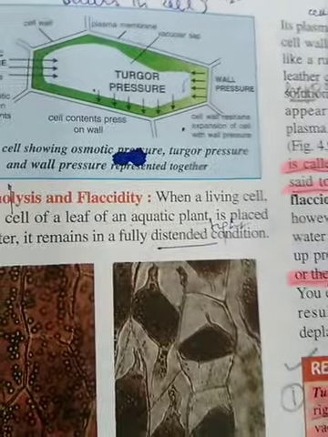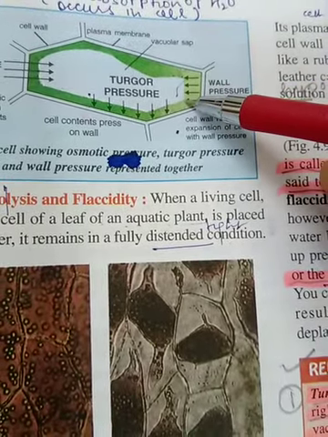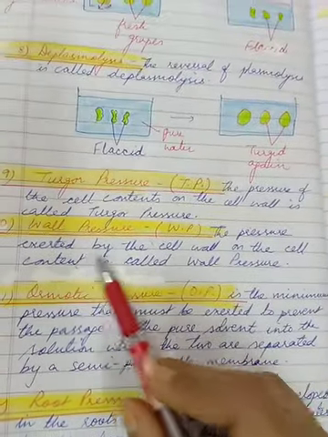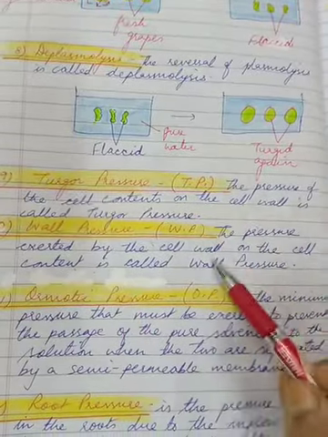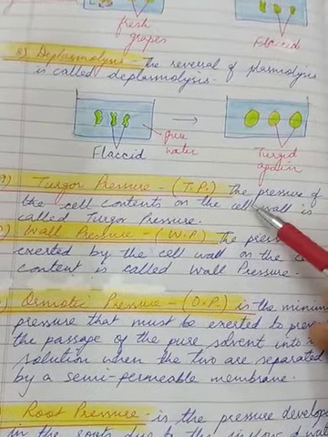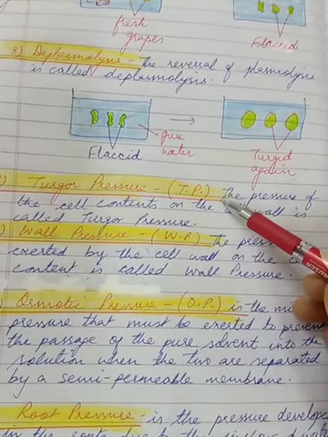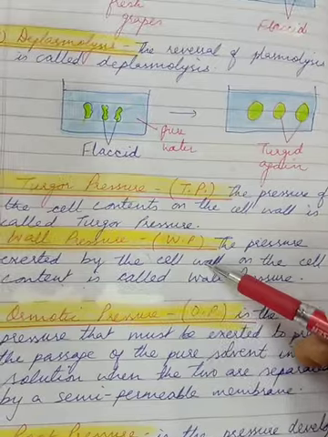And just the opposite, look at this pressure. The wall is also exerting a pressure on the cell contents, and that's called as the wall pressure. So this is another one. Wall pressure is the pressure exerted by the cell wall on the cell contents. So this is the pressure is just the opposite in direction. Turgor pressure is towards the cell wall, facing outside, but wall pressure is from the wall to the contents inside.